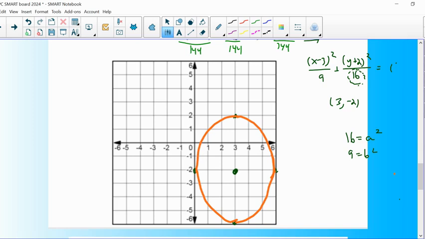So, again, major axes, minor axes, thinking about 2a and 2b. In this case, 2a is 2 times 4, which is 8. 2b is 2 times 3, which is 6.